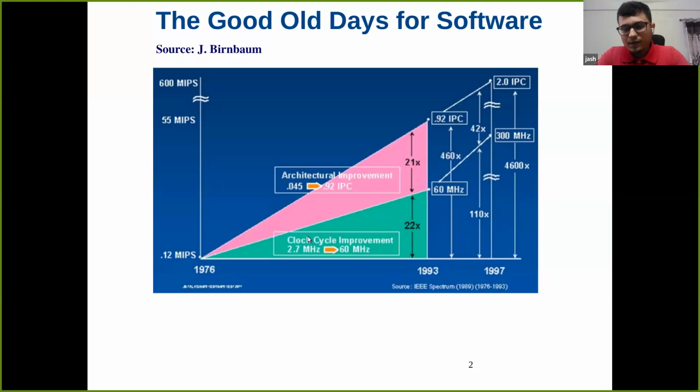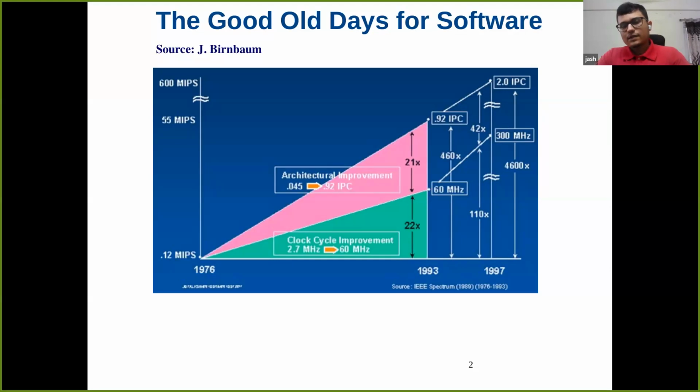there were two things. First is actually three things. First is the clock cycle improvement. And apart from that, there were also architectural improvements that were happening at the chip level. I mean, at the computer architecture level. And second was this clock cycle improvement. Apart from that, there were also more and more transistors that were getting placed inside the hardware chip.